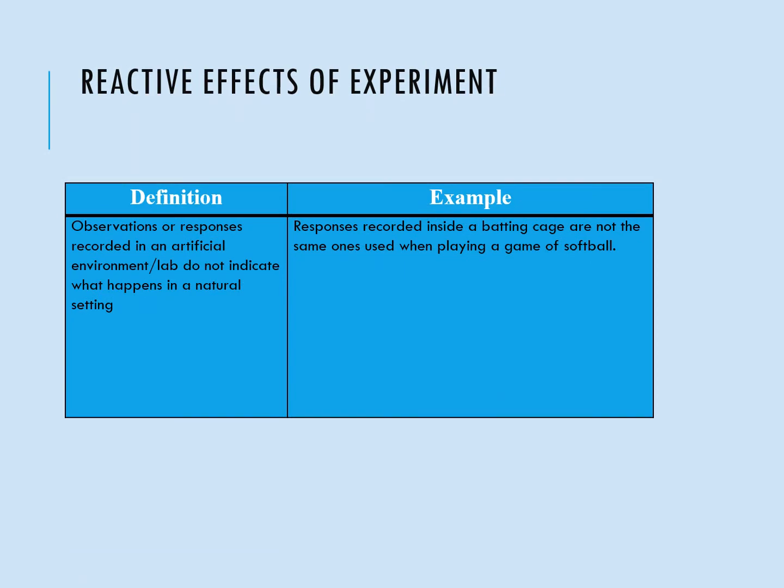The next we'll talk about is reactive effects. And this is when observation or response recording in our environment, our lab, or wherever we're doing research does not actually happen in a natural setting. So a good example of that would be responses recorded inside a batting cage are not the same ones that we're going to get when someone's actually playing a game of softball or baseball, right? So you might be able to hit a lot of good hits in a batting cage, but when you get out into the real baseball game or softball game, the environment is different and the outcomes are different.